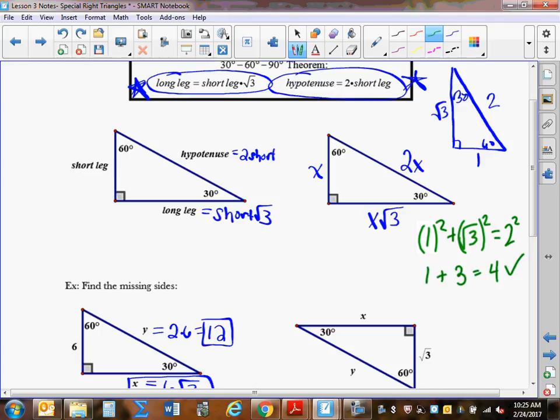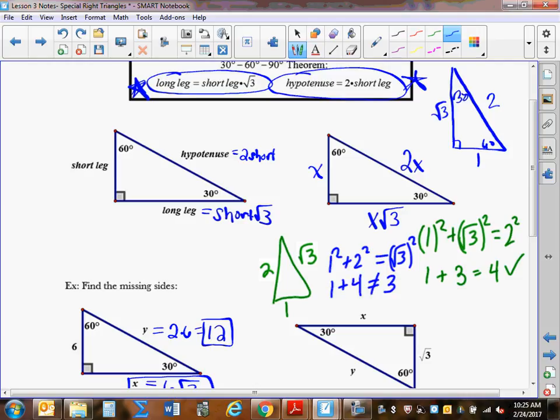So I have 1 plus square root of 3 squared is 3, 2 squared is 4. That works. Whereas if you got it flip-flopped, if you messed it up and put it this way, 1 and 2 root 3, then when you would do this Pythagorean theorem, 1 squared plus 2 squared equals square root of 3 squared. This would be 1 plus 4, which does not equal 3. Okay? So if you forget, you can always go back to using the Pythagorean theorem to help you remember which one's which. That's what I always use for everything.